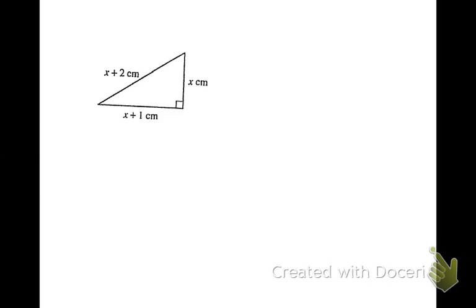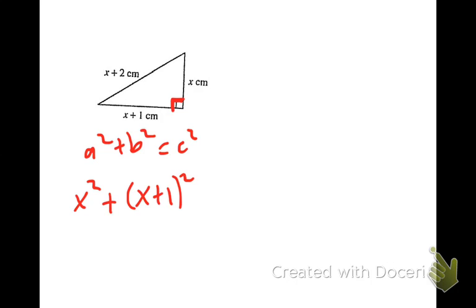All right, let's do this one. This involves some algebra here. We've got a squared plus b squared equals c squared. Remember, it only works on right triangles, so you have to see the right angle. So we have x squared plus x plus 1 squared equals x plus 2 squared.